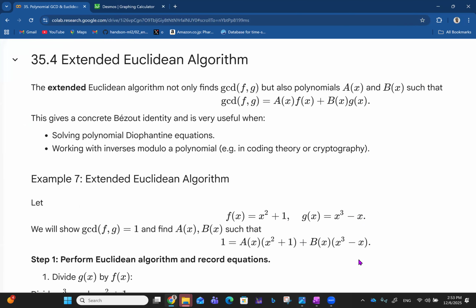So, the extended Euclidean algorithm. The extended Euclidean algorithm not only finds the GCD of f and g, but also polynomials a of x and b of x, such that the GCD of f comma g is a(x) multiplied by f(x) plus b(x) times g(x).